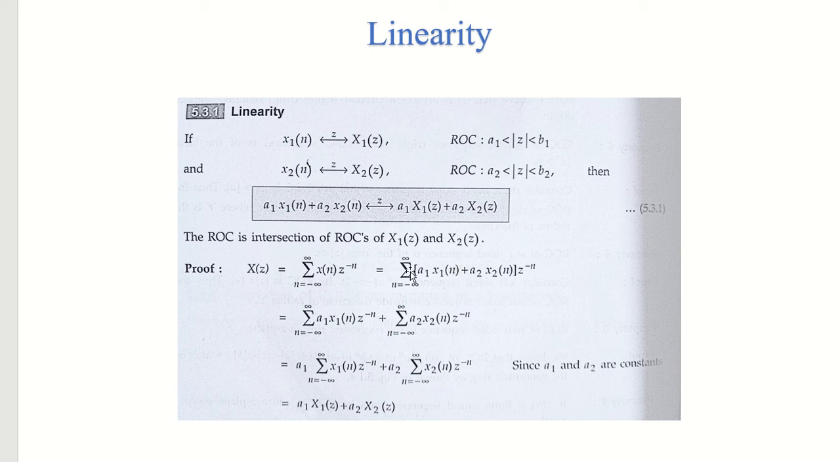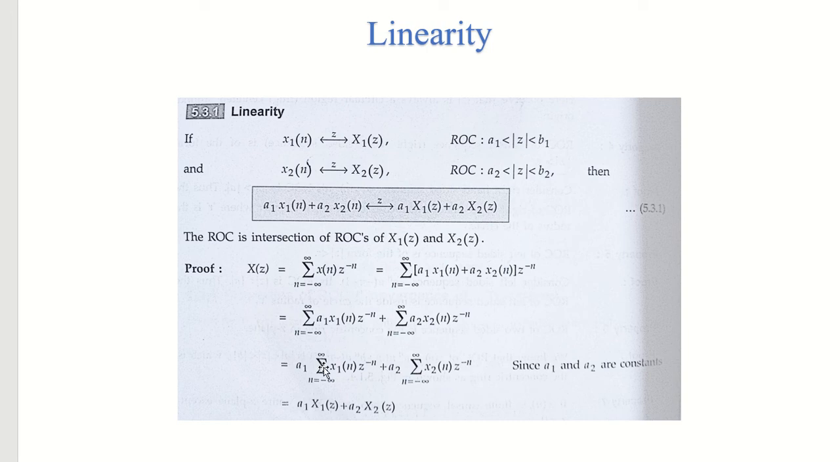Then what we can do is write this summation and this z raised to minus n into this bracket, or basically we can break the bracket, and we will get summation n equals minus infinity to infinity a1 x1 of n z raised to minus n plus summation n equals minus infinity to infinity a2 x2 of n z raised to minus n. Now we can take constant values outside the summation. So we will take a1 and a2 outside the summation, as both of them are constant values.